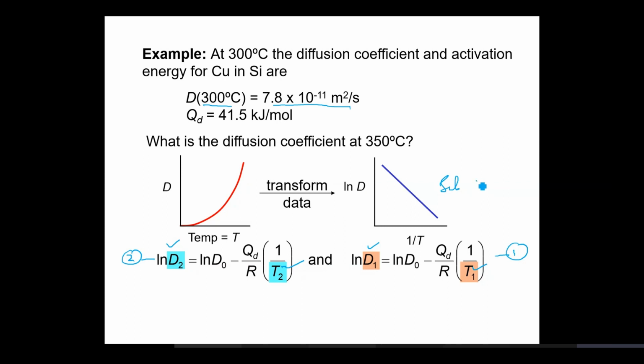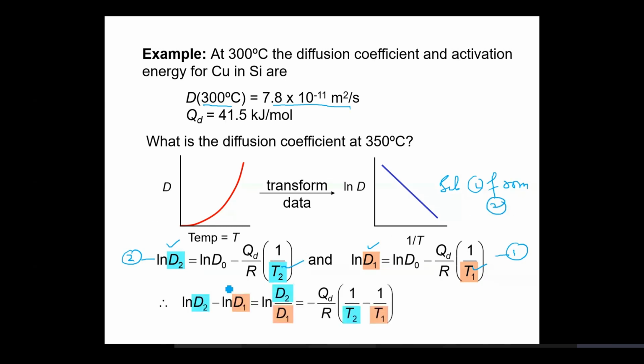If I subtract equation 1 from equation 2, what would essentially happen would be I'll have natural log of D2 minus natural log of D1. The constants ln D naught and ln D naught would cancel out. And when I subtract these two terms, I'll have a negative sign of minus QD over R. This is the common factor. This would come outside, and 1 over T2 minus 1 over T1 would be inside.